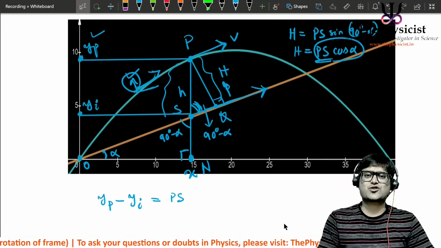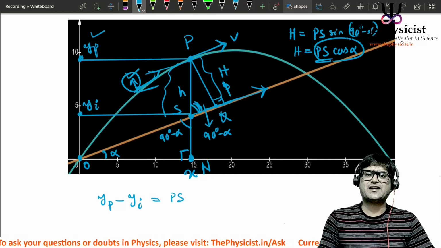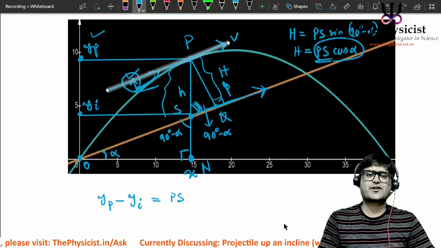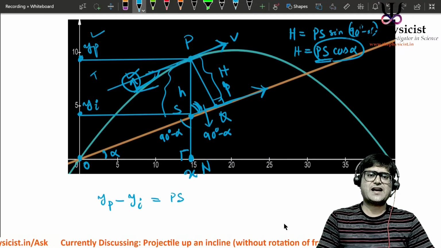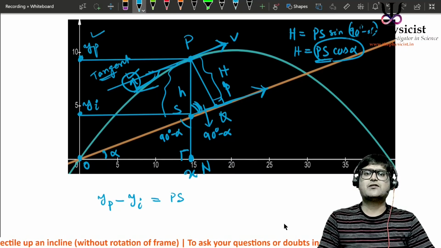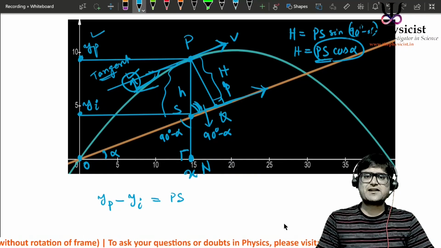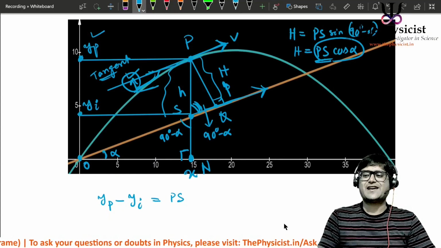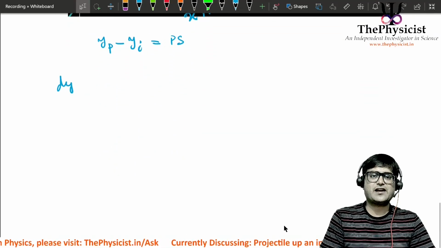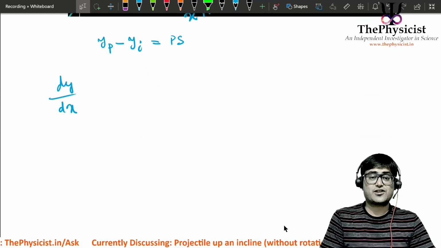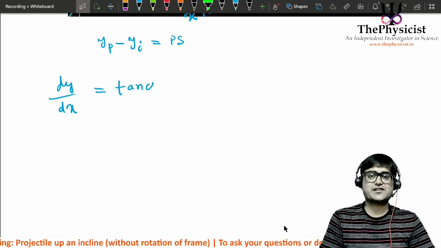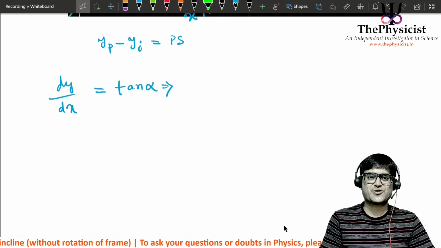But the velocity is also the tangent. The velocity vector is always a tangent to the trajectory. So the slope of the tangent at P will be the same as the slope of the incline. That means in the trajectory equation, if we find the slope, dy upon dx for the projectile equation, then that equals the slope of the incline, which is tan alpha. Let's do it.